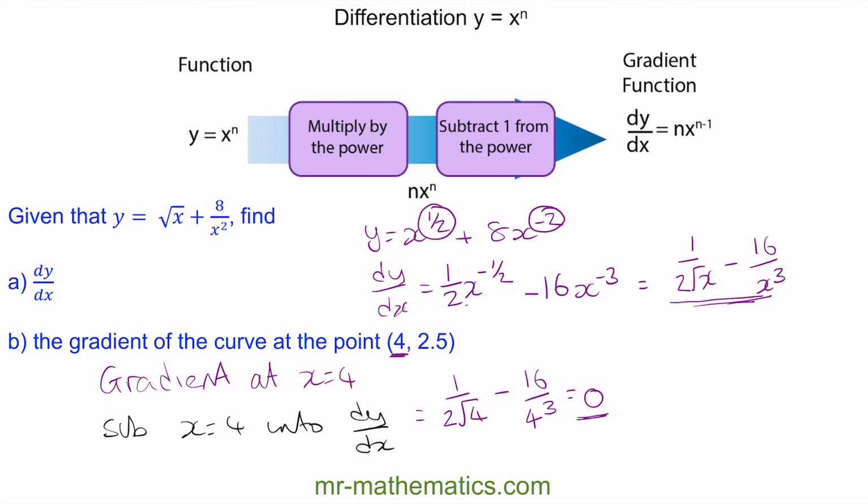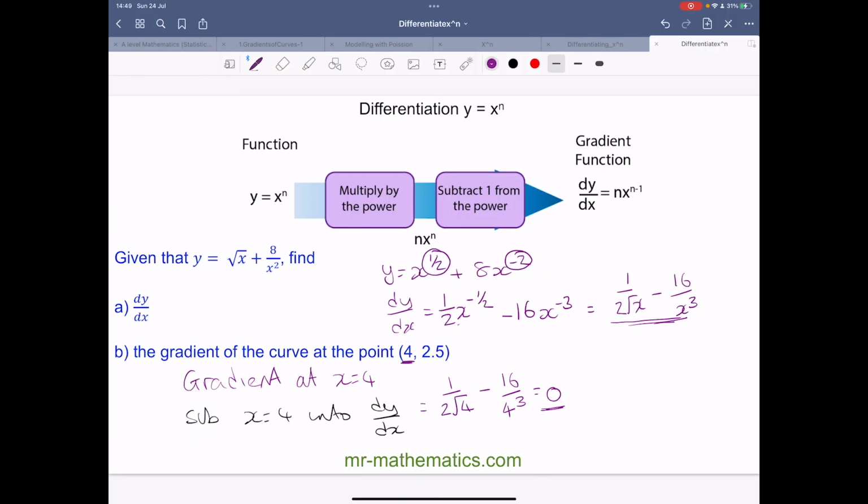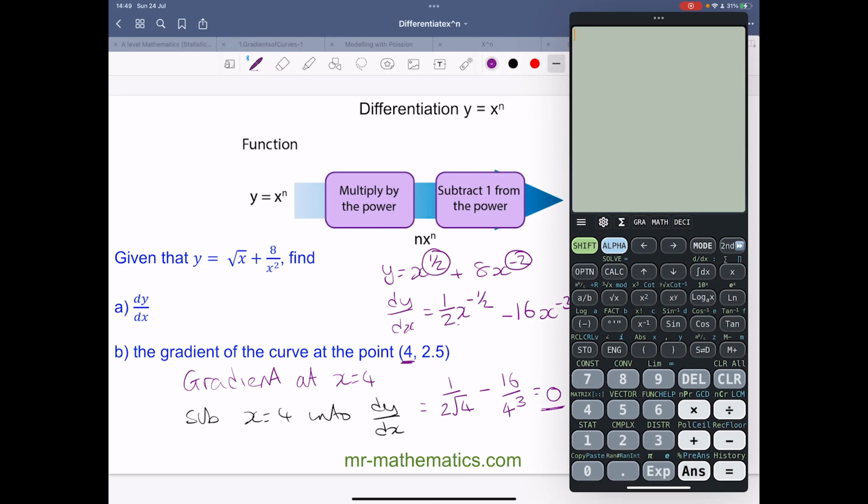And I want to show you how to check this on a calculator. So if we use our calculator, we're going to the derivative function. We'll type in the equation y, so the square root of x plus 8 over x squared, and we'll set our x value to be 4. We can see the gradient is 0.